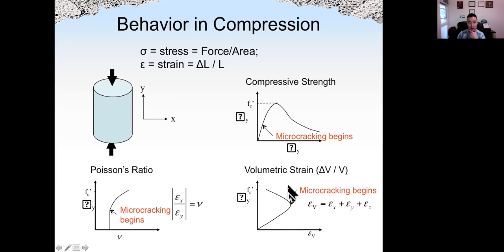This figure shows the volumetric strain, which can be simplified as the strain in the x direction plus the strain in y plus the strain in z direction added together. But keep in mind, if we define compression as positive, epsilon y will be positive. However, epsilon x and z will be negative because they are under tension.